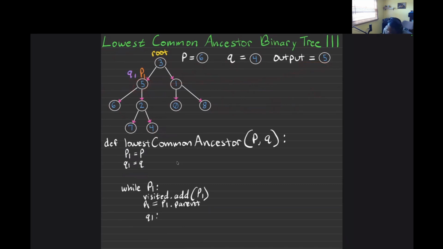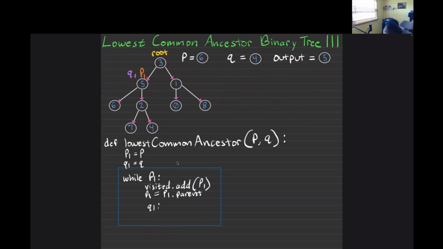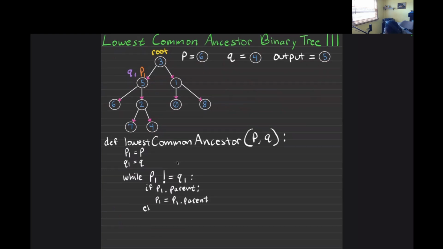So let me go ahead and update the code to match that. While P1 is not equal to Q1, I'll just rewrite it. While P1 is not equal to Q1, if P1 has a parent, P1 is equal to P1 parent, okay? Else, if P1 doesn't have a parent, we'll say P1 is equal to the original Q, not Q1, all right? Very careful there, okay? And then we'll do the same logic now, but for Q1, okay?